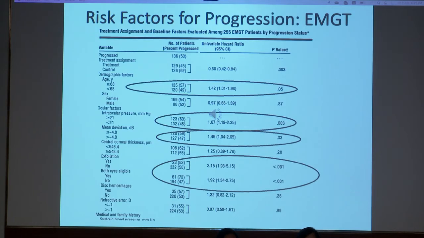Various clinical trials, such as the Early Manifest Glaucoma Trial and the Ocular Hypertension Treatment Study, have looked at clinical parameters which may predict progression. These include increasing age, a higher IOP, worse visual fields, presence of exfoliation, presence of disc hemorrhages, and many others.